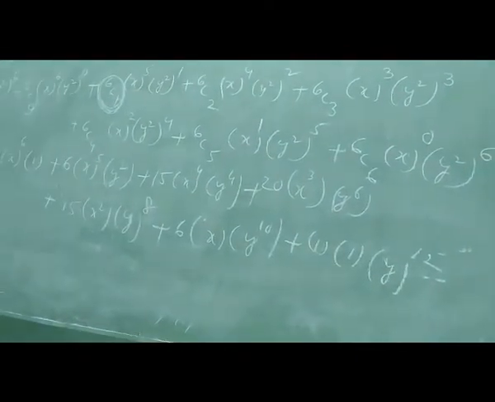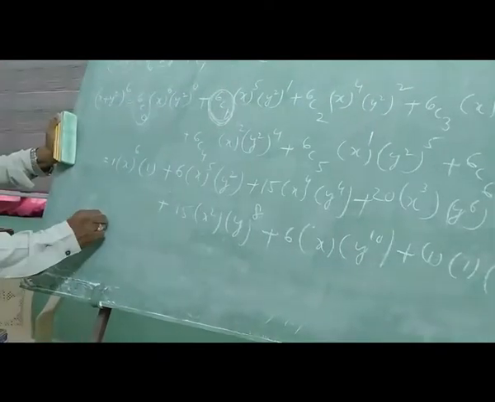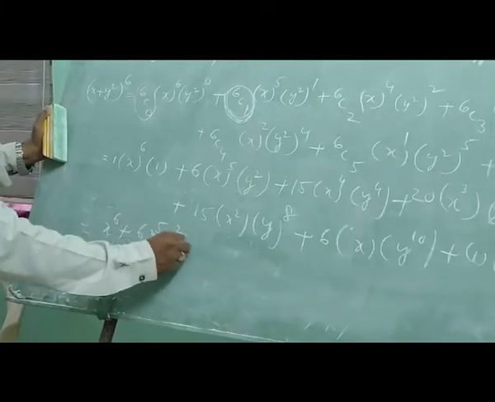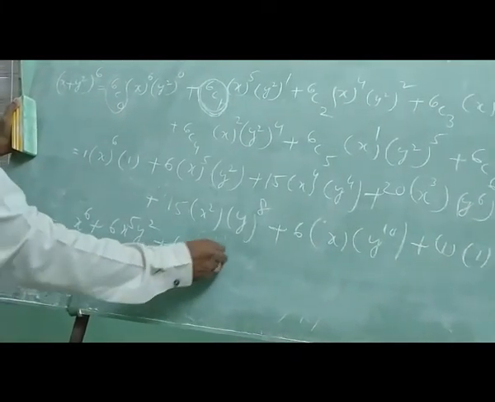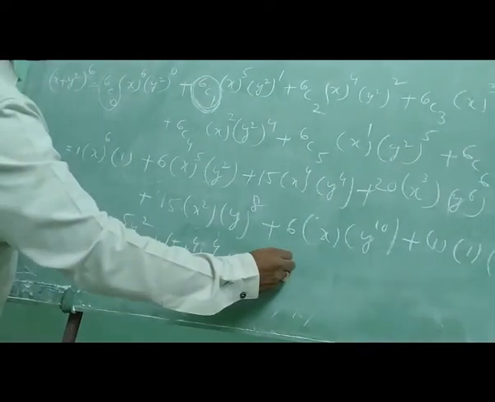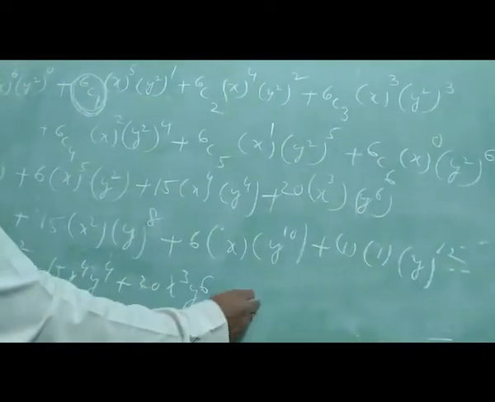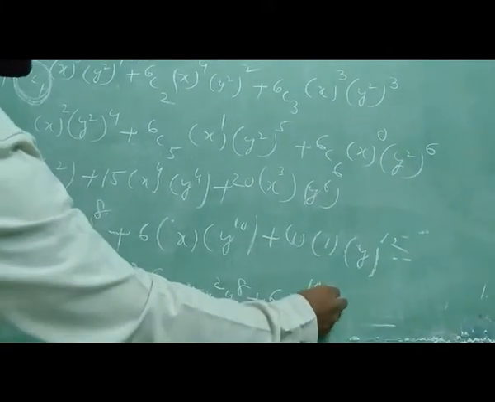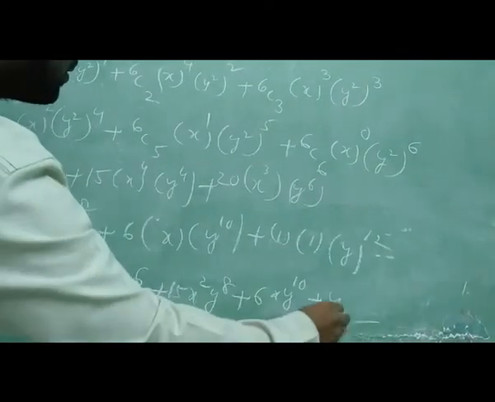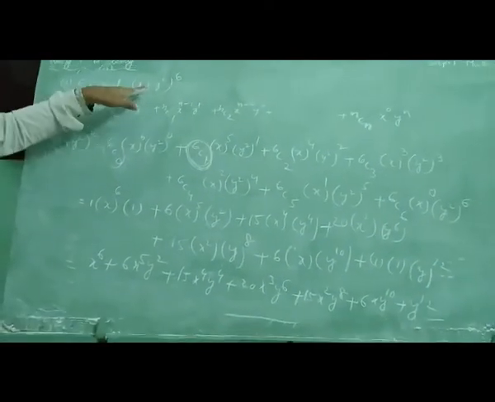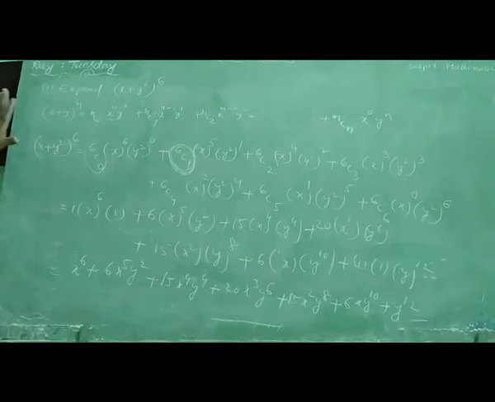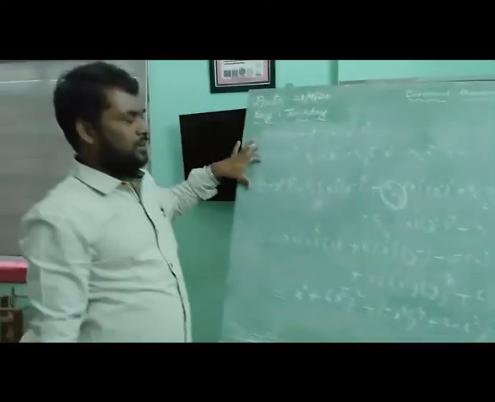So the final expansion is 1 into x to the power of 6, plus 6 x to the power of 5 y square, plus 15 x to the power of 4 y to the power of 4, plus 20 x cube y to the power of 6, plus 15 x square y to the power of 8, plus 6 x into y to the power of 10, plus 1 into y to the power of 12. So like this you can expand any binomial with positive integral powers. Okay children, so it is the use of the binomial theorem.